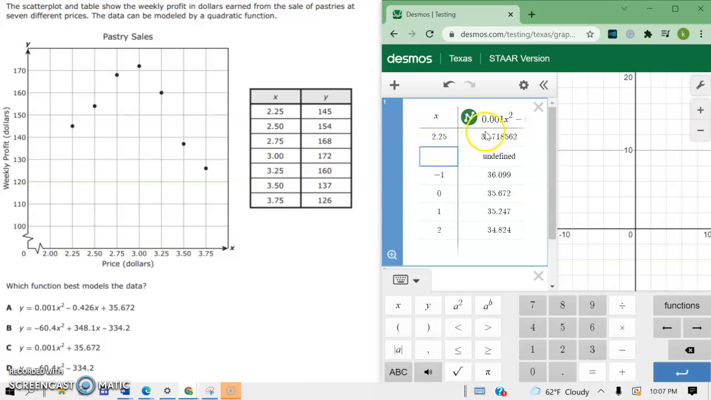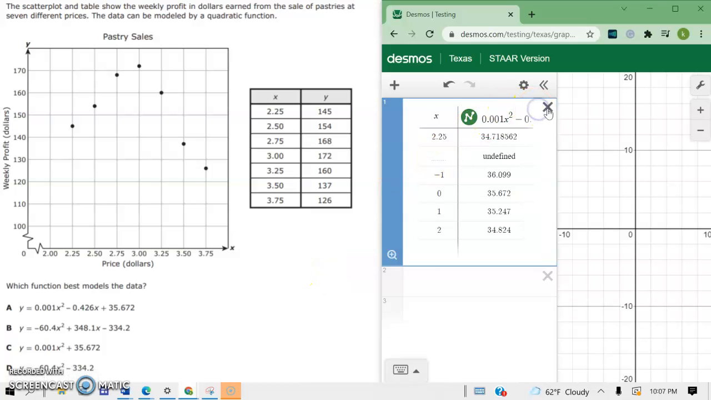And before I go on, is a 34.7 close to 145? Not even close, it's way off. So we know it's not that one. So let's try B. Let me exit out of that.